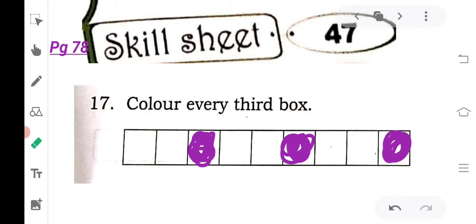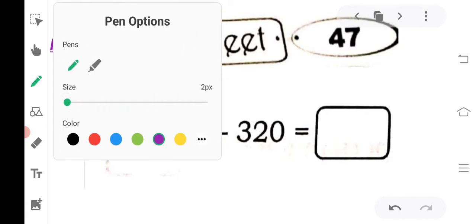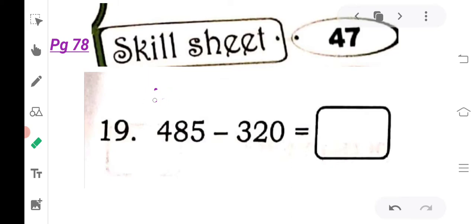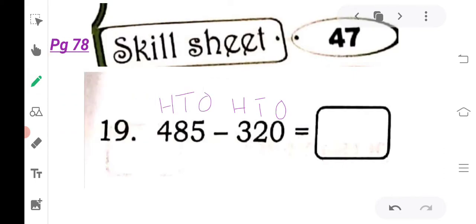Okay. Now we move to the next question. 485 minus 320. Again see, 3-digit numbers are there, but you have studied up to 99 only. So I will tell you how to do it. See, H T O. You will write like this. 3-digit numbers are there. Okay. So you know very well, we always begin from the ones column.